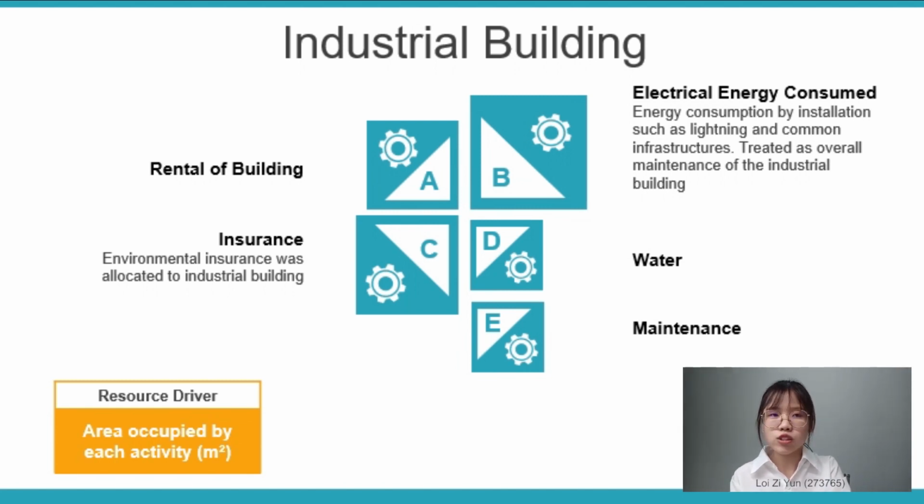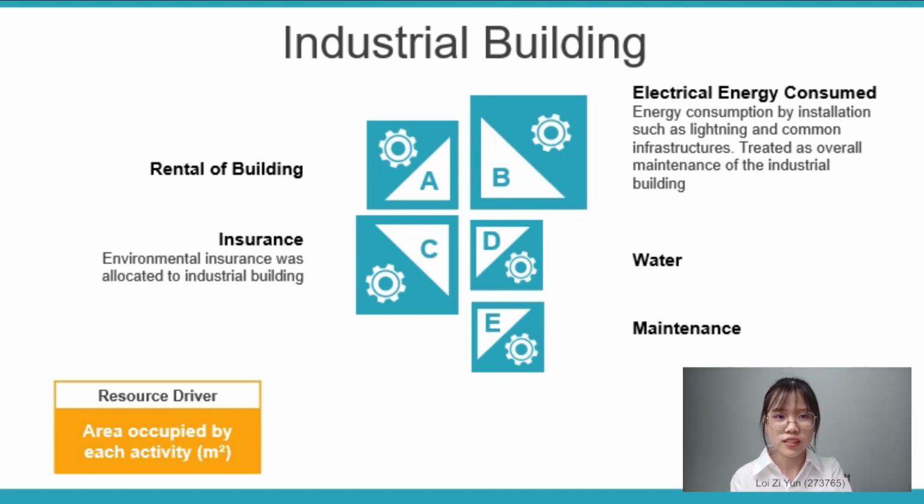Then, the electrical energy consumed. The energy is consumed by the installations in the industrial building, such as the lighting and also the common infrastructure such as the elevators. This cost will be treated as the overall maintenance of the industrial building.